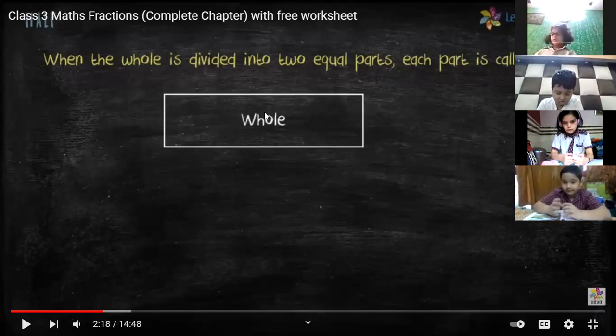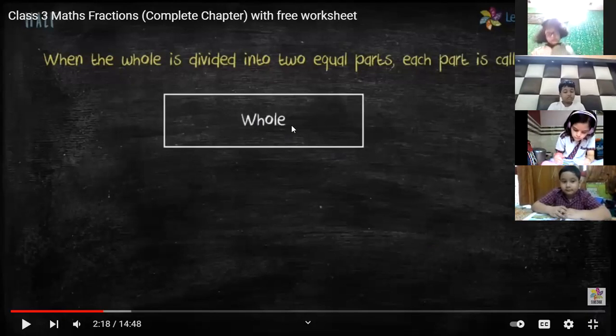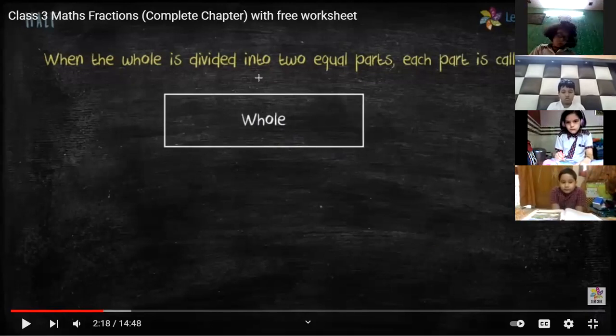Suppose this is the whole. Means one rectangle is given here, or we can understand it as any shape. So this is a whole. Whole is represented with the help of this rectangle here. Now when we are going to divide this whole into 2 equal parts, with the help of this annotation, ma'am is just going to divide it into 2 equal parts.